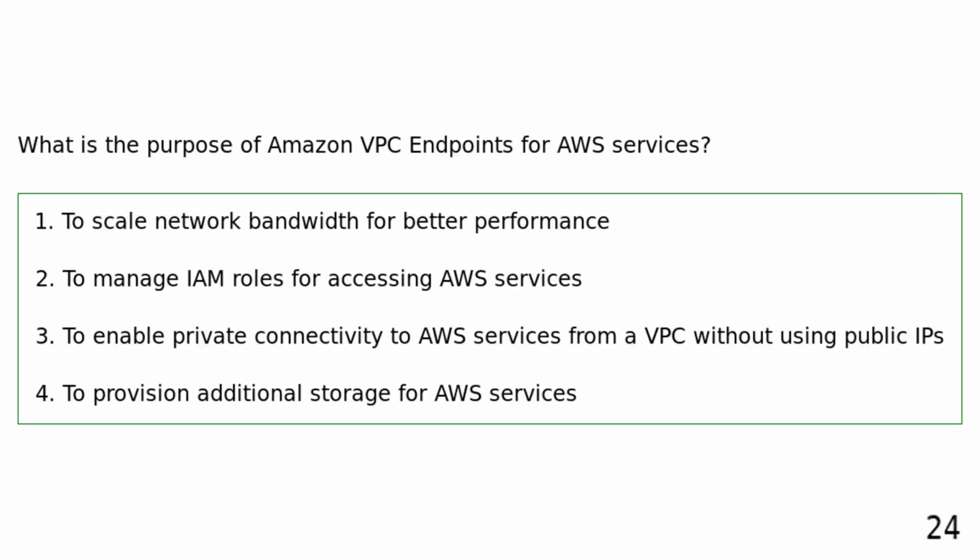What is the purpose of Amazon VPC endpoints for AWS services? To scale network bandwidth for better performance. To manage IAM roles for accessing AWS services. To enable private connectivity to AWS services from a VPC without using public IPs. To provision additional storage for AWS services.